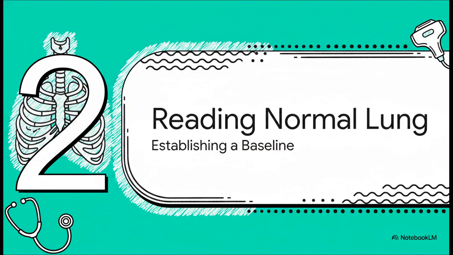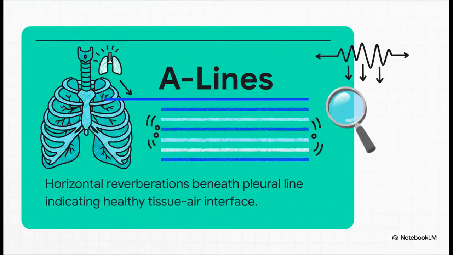Moving right along to Section 2, reading the normal lung. To really spot when things go wrong, we have to establish a rock-solid baseline of what a healthy lung actually looks like. And that starts with our primary normal artifact, the A-line. Beneath that bright pleural line of your bat sign, you'll see these horizontal parallel reverberations repeating downward at equal intervals. Those are your A-lines. They indicate a totally normal, healthy tissue-air interface. Basically, you're looking at the healthy echo of the pleural line just bouncing back and forth.